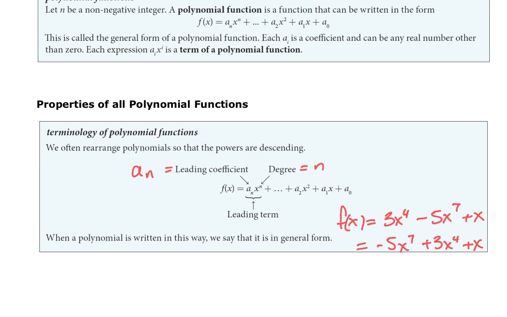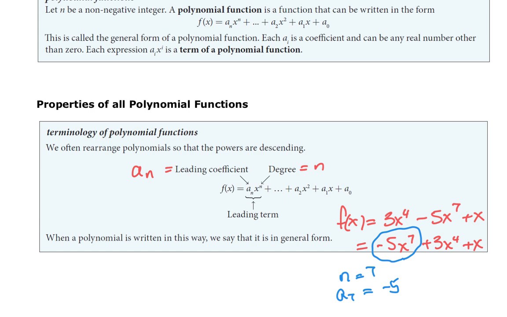Now if I was asked what the leading term is, this entire negative 5x to the 7th is my leading term. My degree of the polynomial is 7. My leading coefficient, a sub 7, is negative 5. So now I have the information about the polynomial, and I can tell you what the behavior of the graph should kind of look like, at least as x goes to negative infinity, as x goes to positive infinity. I can tell you that information. What happens in between, we're going to work that out.